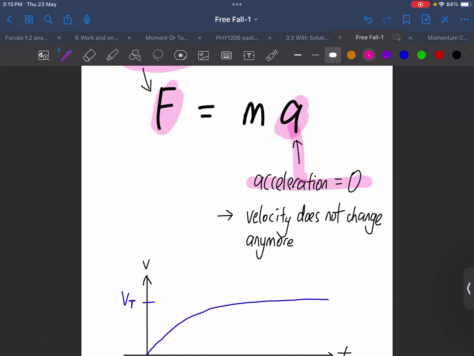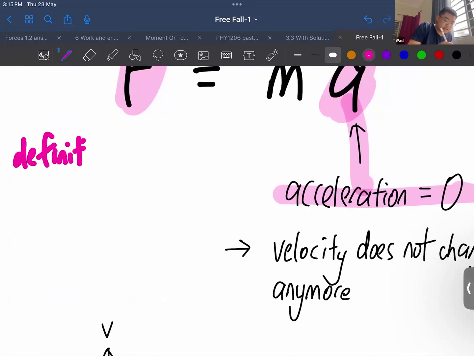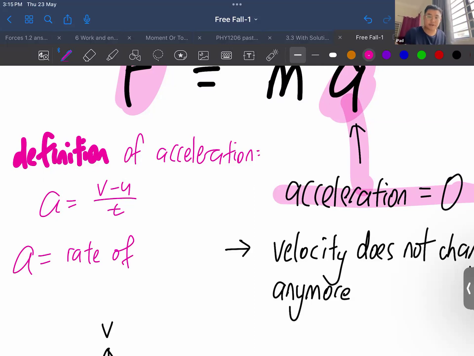Velocity does not change. No. I'm asking you for the definition. Do you still remember? You can tell me acceleration is actually the rate of, tell me rate of what? If you still remember, what is acceleration? The rate of? The speed change. Okay, almost there. Rate of velocity change. Per time.